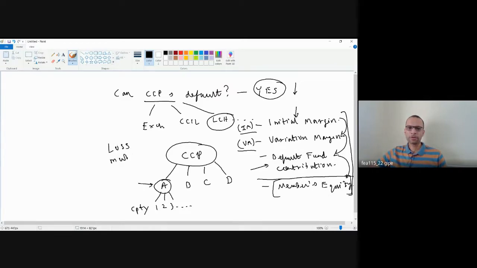Now, why do we call it loss mutualization? Mutualization. Just write the word fully because this is like a new term.